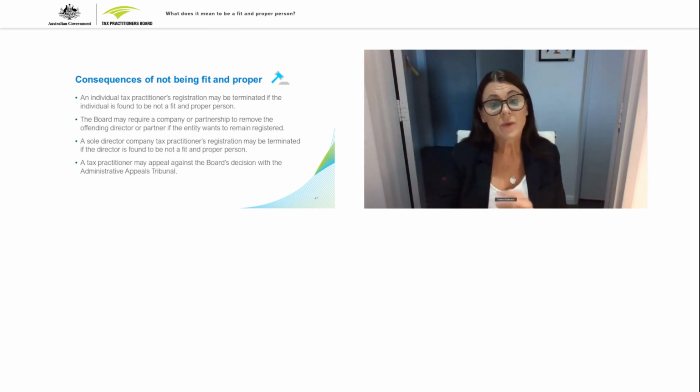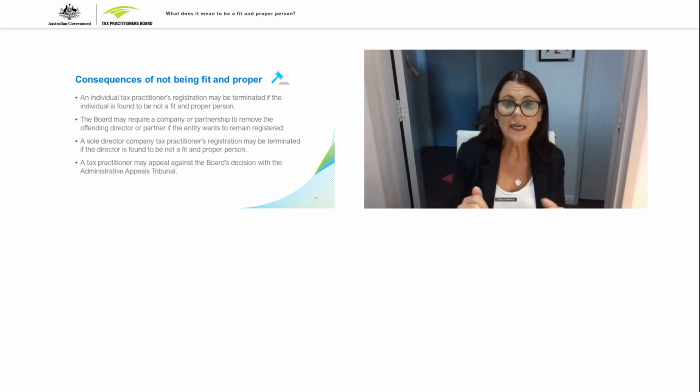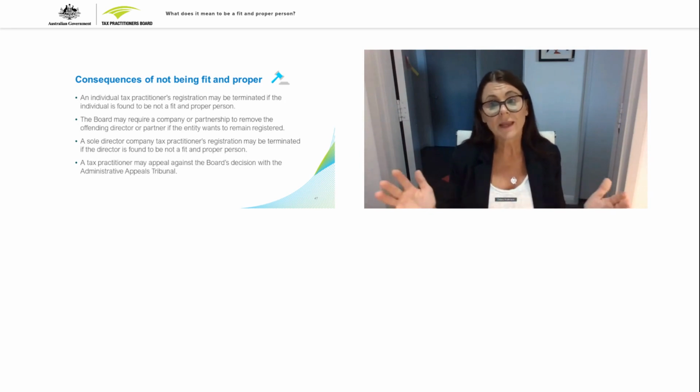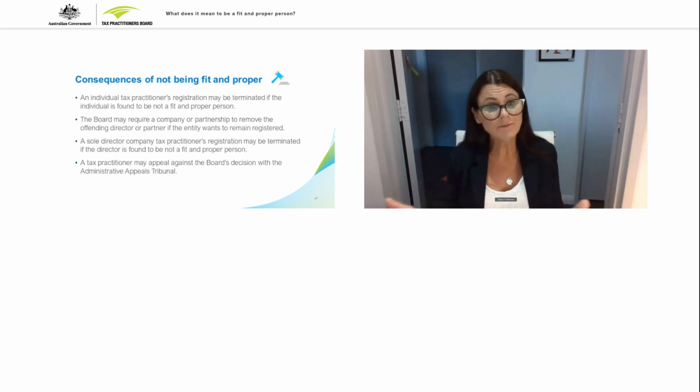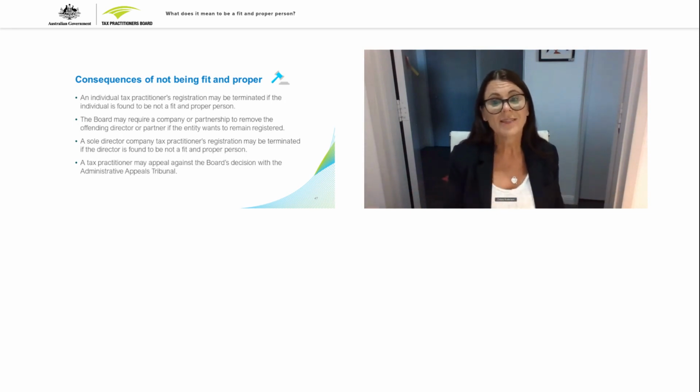Failure to comply with the notice to remove the offending director or partner may be considered a breach of the code in itself, and it could result in termination of the company or the partnership's registration. And in the case of a sole director company, the board would terminate the company's registration as well, as the company will cease to meet the registration requirement that each director is a fit and proper person.